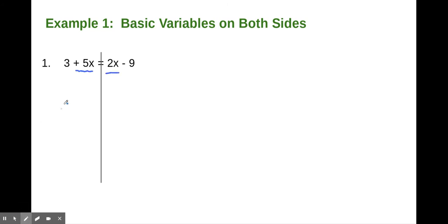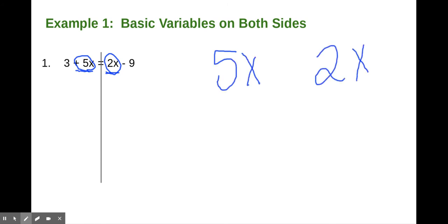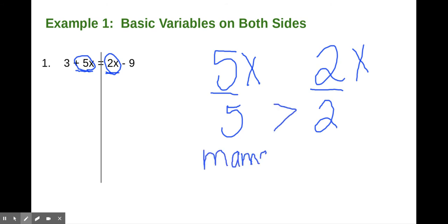Okay, so right now, I have a positive 5x on one side, and I have a positive 2x on the other side. So I'm going to look at those specific variable terms. I have a 5x and I have a 2x. I want to look at just their coefficients. I have a 5 and a 2. 2 is smaller than the 5. 5 would be considered your mama bear, and 2 would be considered your baby bear. Okay, right? Because 2 is smaller than the 5.